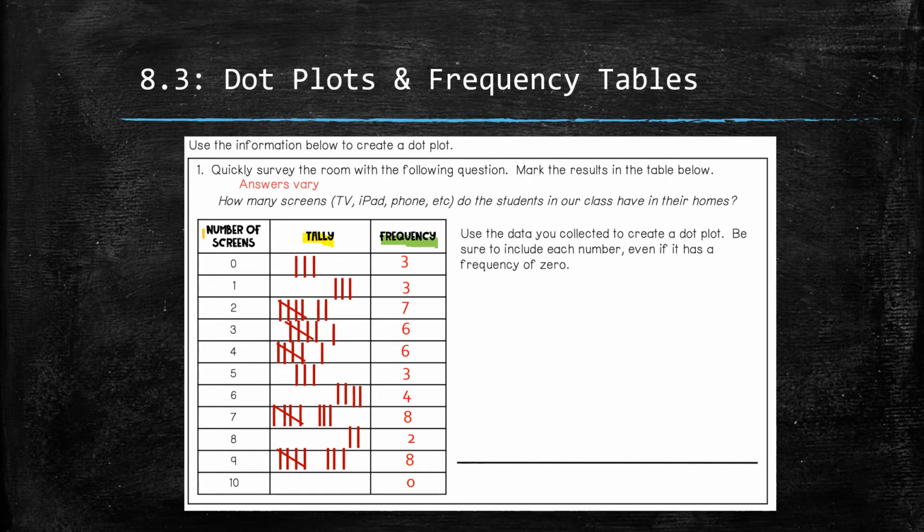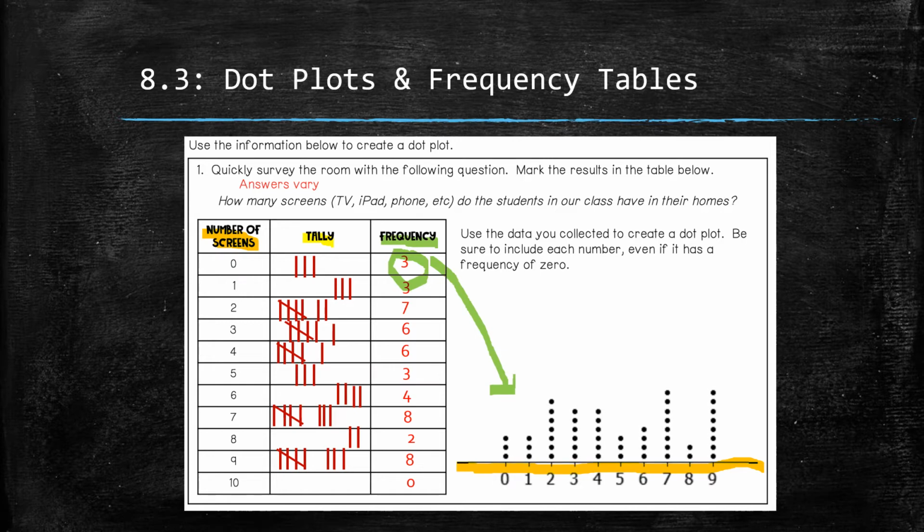The number of screens represents my number line. So I'm going to put 0 through 10 across the bottom of my number line here. And then what I'm going to do is count, or I don't have to count because I already counted. I'm going to take that number and represent it with dots so that it looks like that.